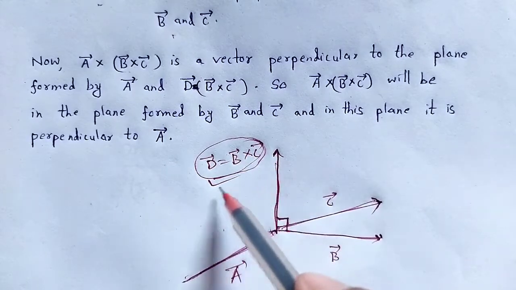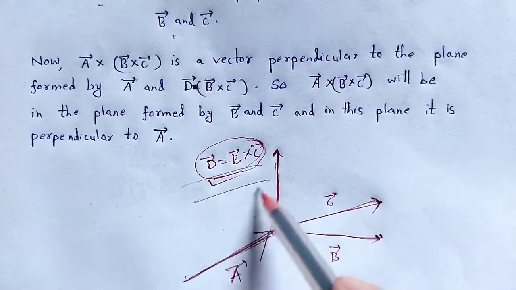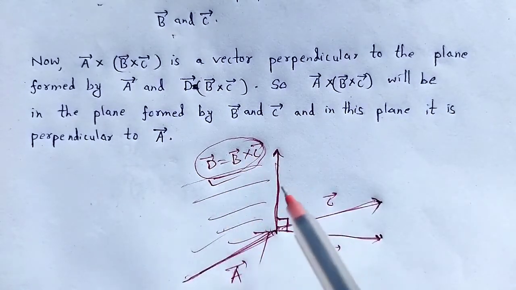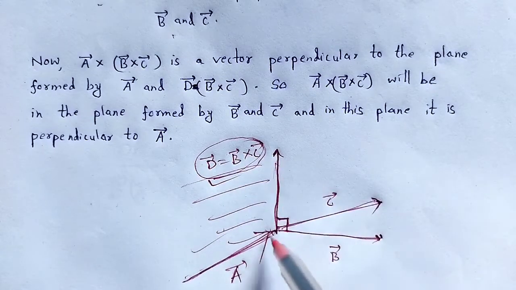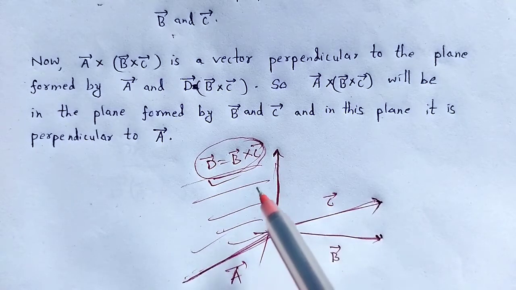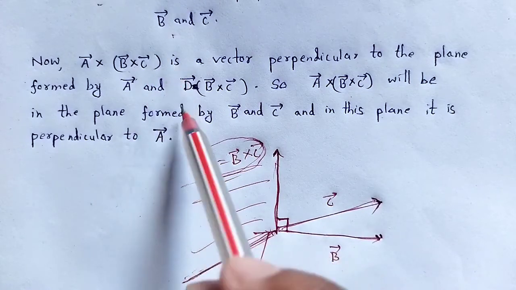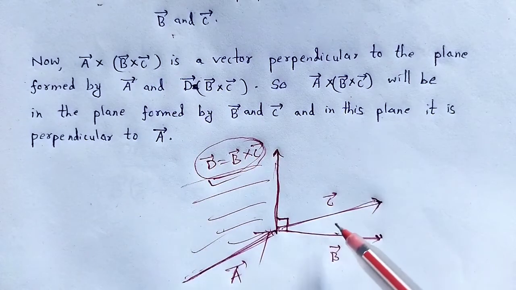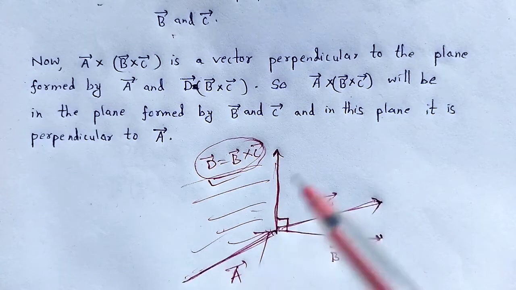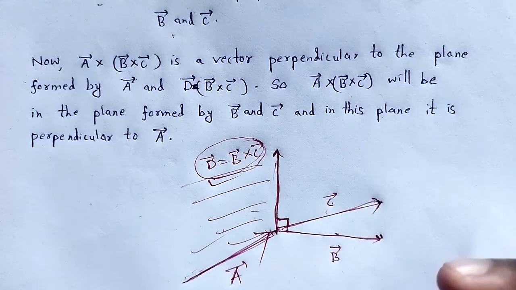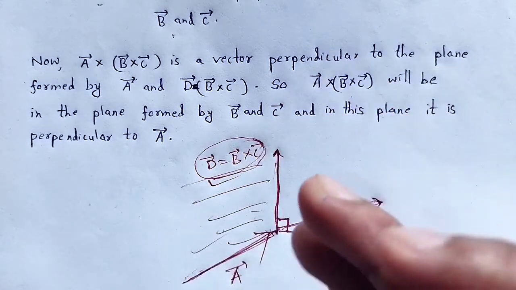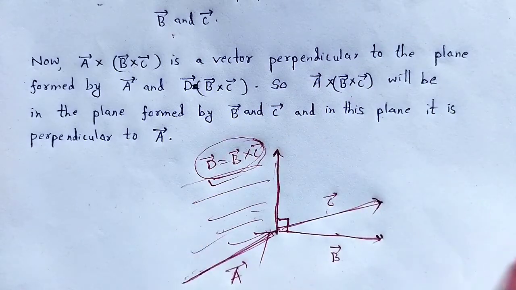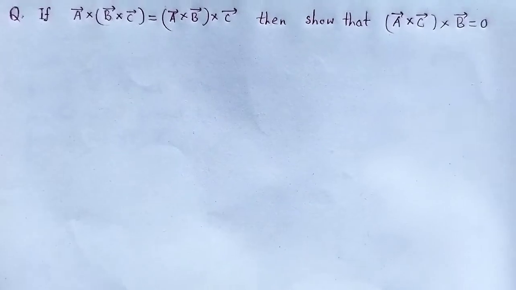The plane formed by the D vector and A vector. So A cross B cross C will be in the plane formed by B and C vectors, and in this plane it is perpendicular to the A vector. This is a geometrical interpretation of the vector triple product A cross B cross C. Now we solve a problem by using the expansion formula of the vector triple product.